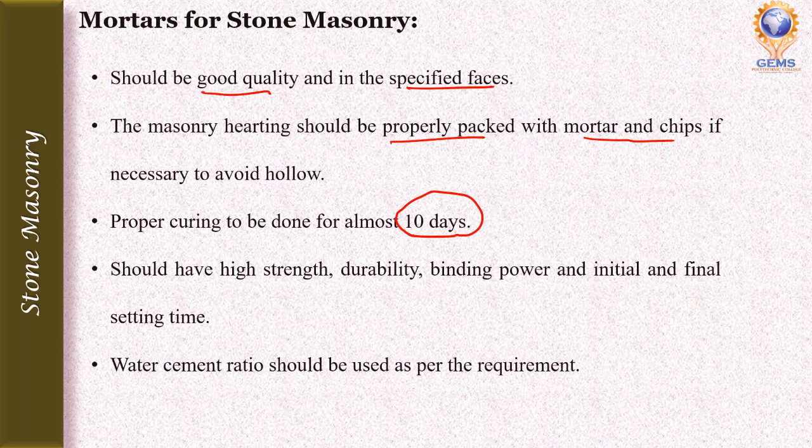Mortars to be used for stone masonry should have high strength, durability, binding power, and very good initial and final setting time. The last point is that the water cement ratio should be used as per the requirement. For our kind of requirement, we can use the water cement ratio.